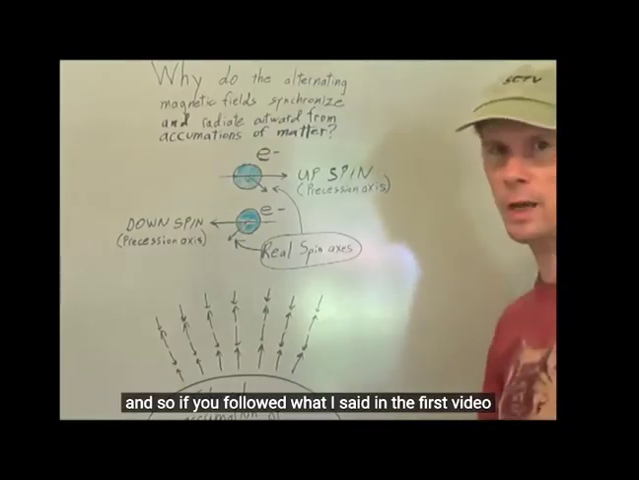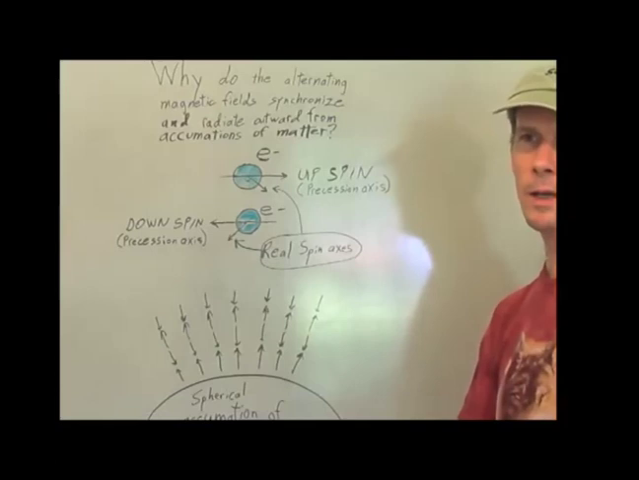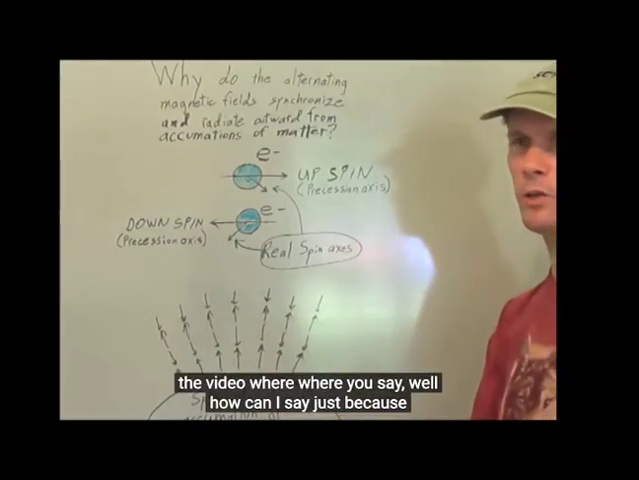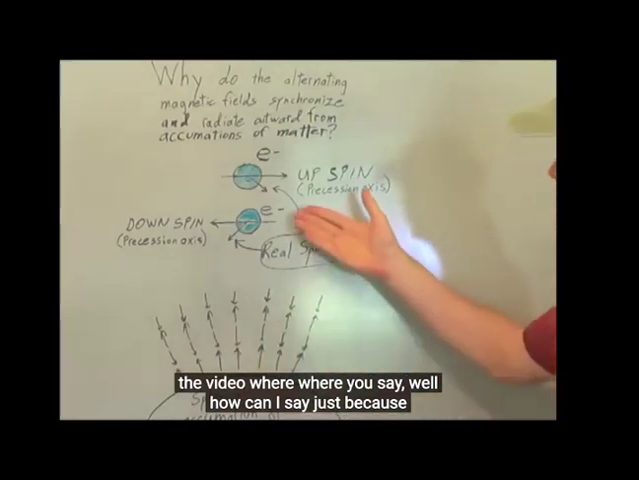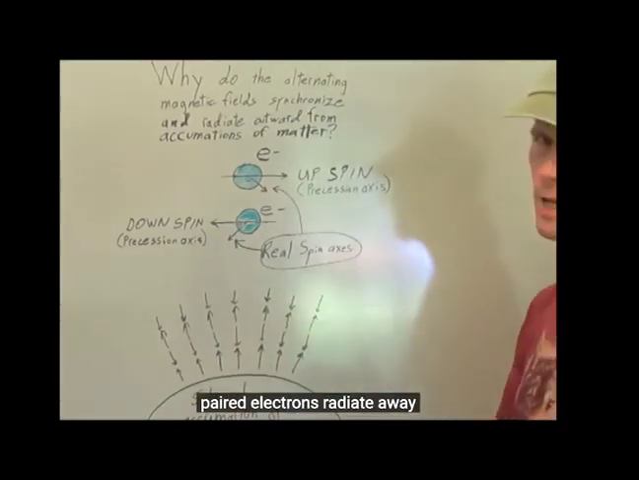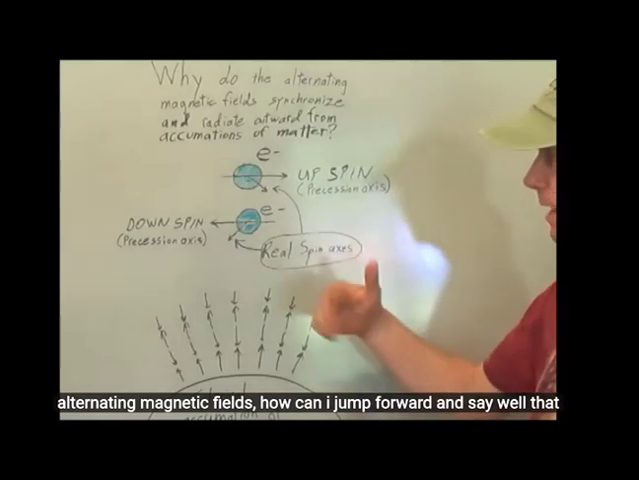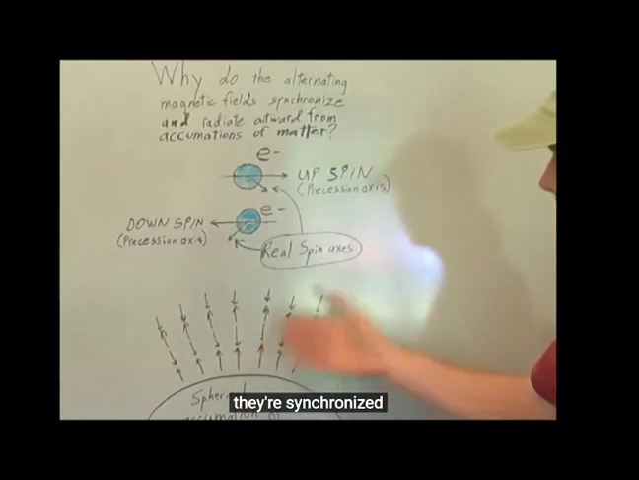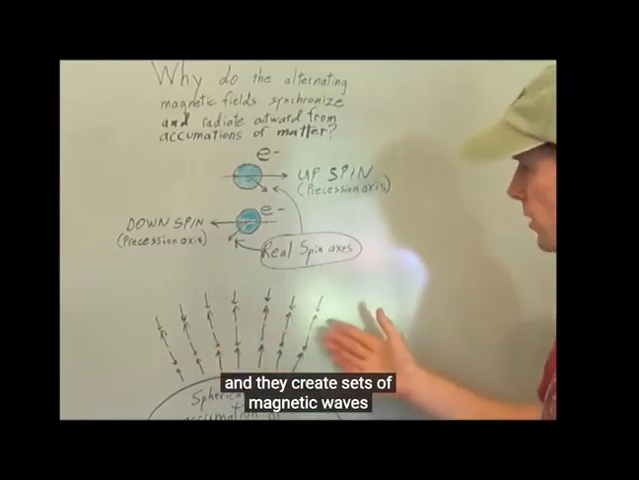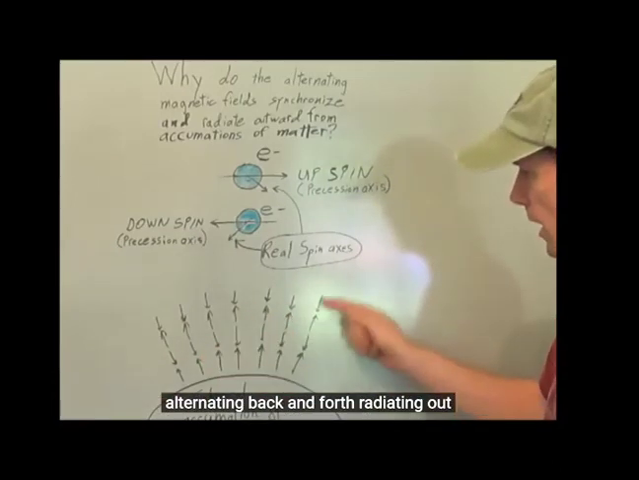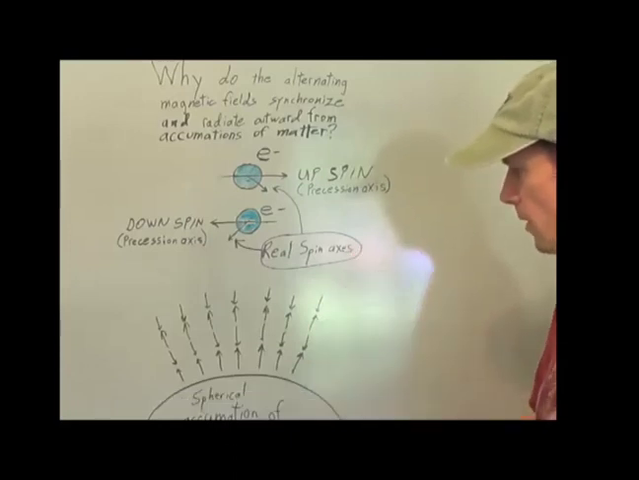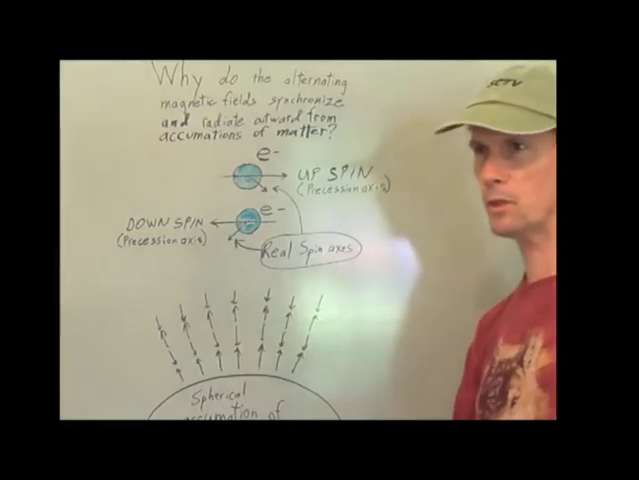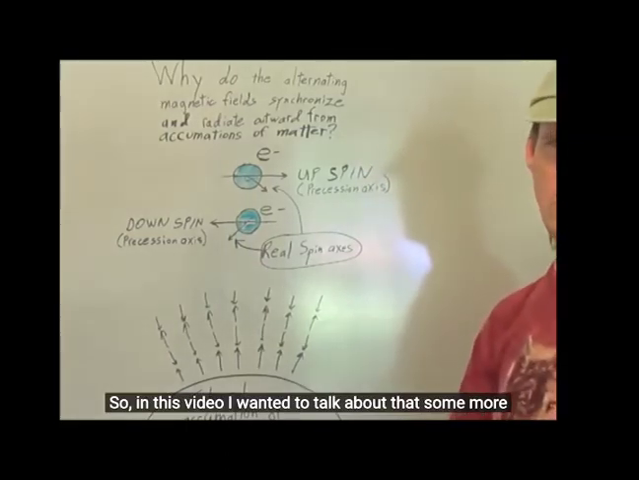And so if you followed what I said in the first video, I anticipate you get to the point in the video where you say, well, how can I say that just because paired electrons radiate away alternating magnetic fields, how can I jump forward and say, well, they're synchronized and they create sets of magnetic waves alternating back and forth, radiating out from accumulations of matter or mass. So in this video, I wanted to talk about that some more.